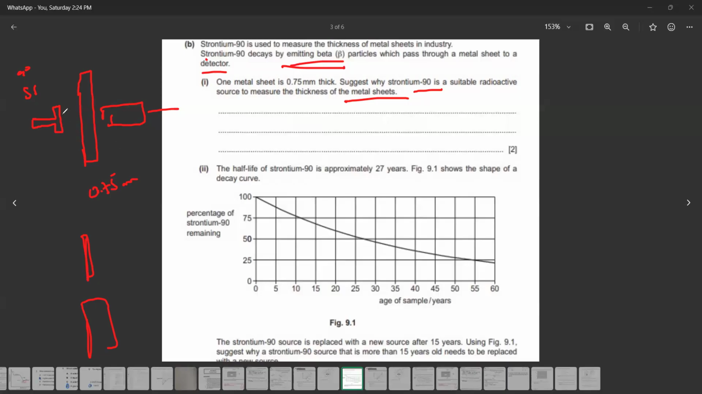But what happens with the beta, the moment the thickness changes, the amount of radiation which is passing will also change. So when the foil gets thicker, the radiation will decrease. If the metal sheet gets thinner, the radiation will increase. So one metal sheet is 0.75 millimeter thick. What is the reason for that? Like why do we use beta? Beta can pass, or a proportion of beta can pass.